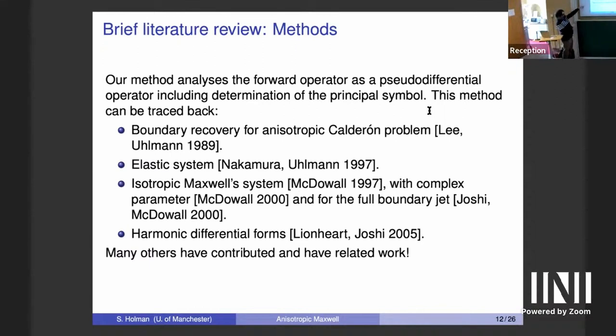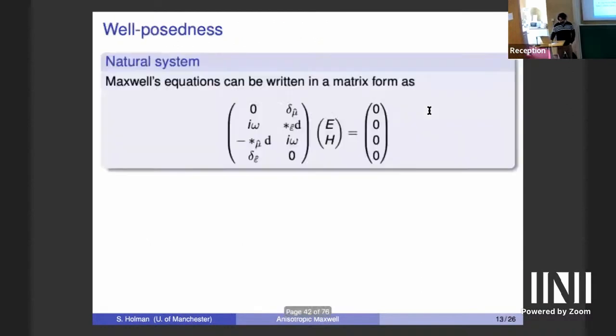And also the results of McDowall and Gashi that I mentioned before use the same determination of the principal symbol. It's also done for harmonic differential forms, but Gashi and others maybe can say more about that. Many others have contributed to this work. This is a reference that we looked at for the method. Okay, so that's all the results and a review of the literature.